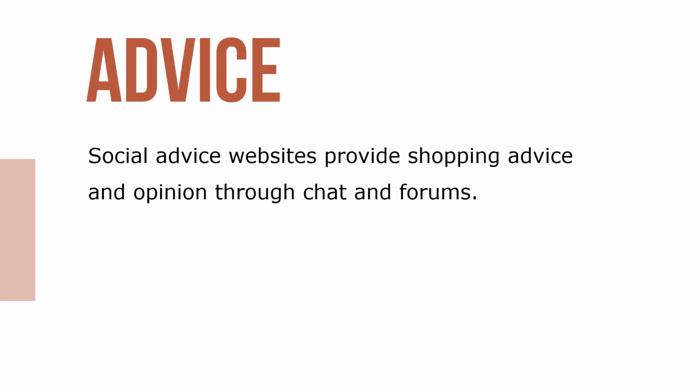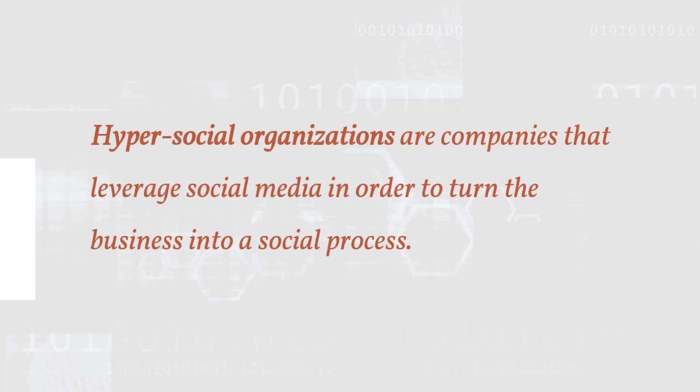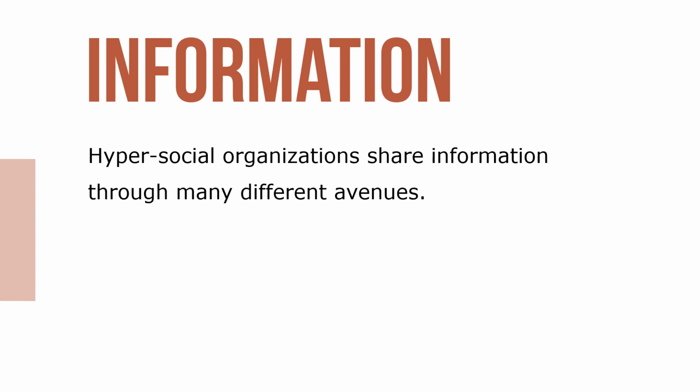Social advice websites provide shopping advice and opinion through chat forums. User-curated shopping sites provide a platform for users to create actual products and/or generate listings of products that others can choose from. Hypersocial organizations are companies that leverage social media in order to turn the business into a social process. Hypersocial organizations share information through many different avenues. The most popular is direct social media interaction, such as Facebook posts, Twitter pages, and Instagram. These organizations may also use blogs, videos on YouTube, and their own company websites.